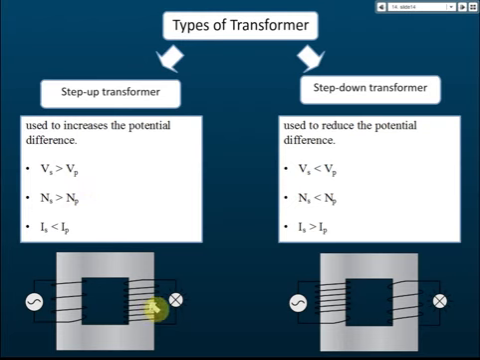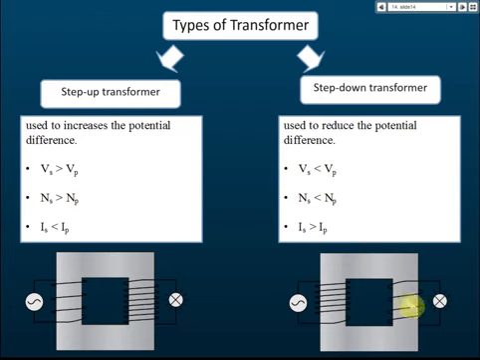More coil means more resistance. And then how about the current? For step-up transformer, the current of the secondary coil will be lower compared to the current of the primary coil. So the voltage increases, but the current decreases. Voltage increase, current decrease.